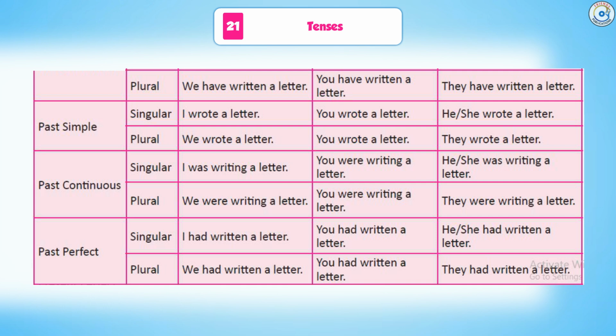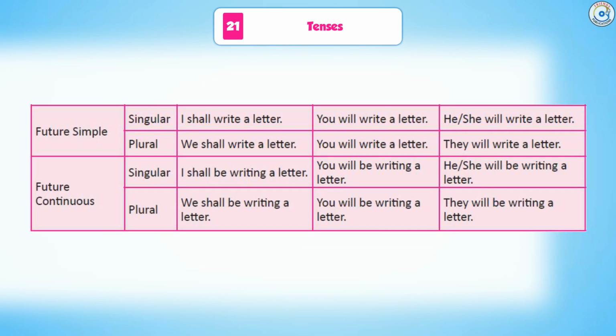Past perfect. Singular: I had written a letter. You had written a letter. He or she had written a letter. Plural: we had written a letter. You had written a letter. They had written a letter.